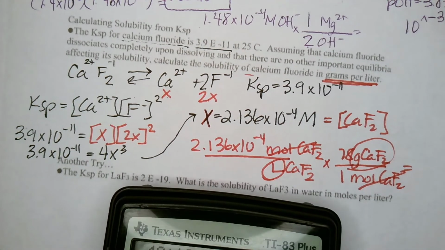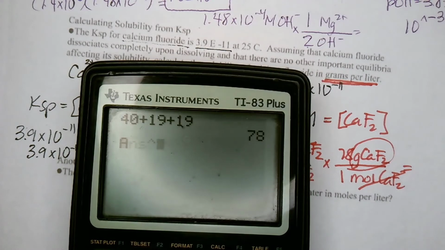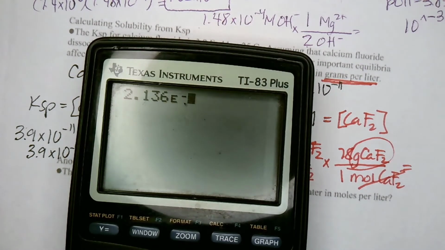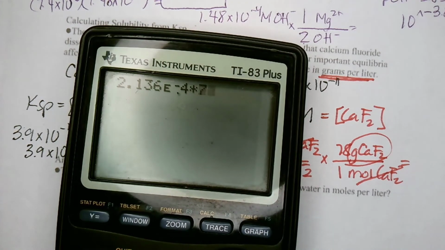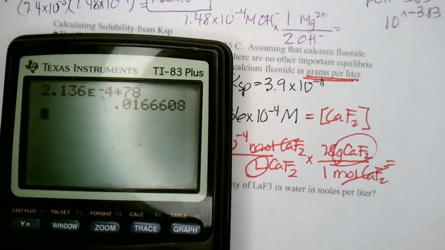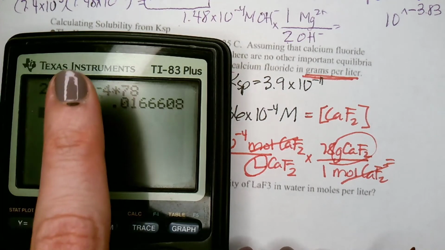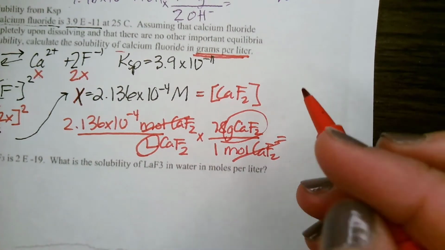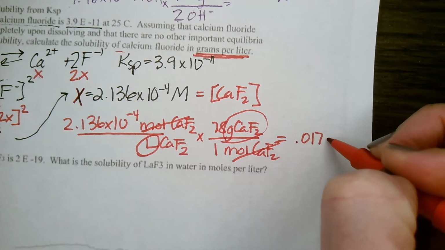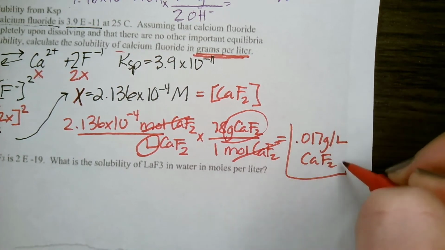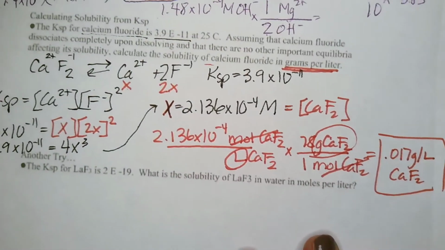So let's do that. 2.136 times 10 to the negative fourth times 78, and I get 0.017 grams per liter of CaF2. So let's go back and revisit what we did.